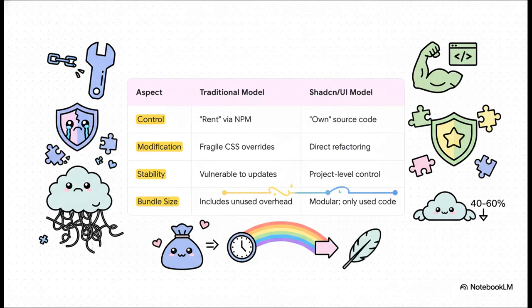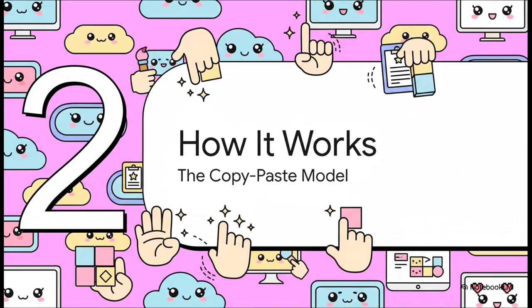And this chart just illustrates so brilliantly what owning your code actually means in practice. Instead of those fragile CSS overrides, you get to refactor the code directly. Instead of being vulnerable to some library's breaking changes, you're in control of the versioning. And just look at the bundle size. You only ship the code you actually use, which typically leads to a 40 to 60% reduction in your JavaScript bundle. That is huge.